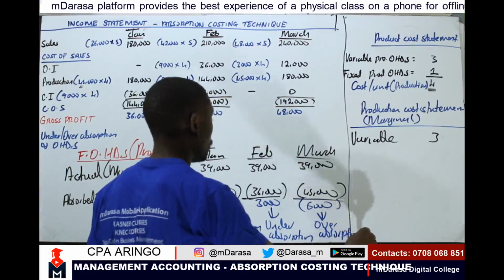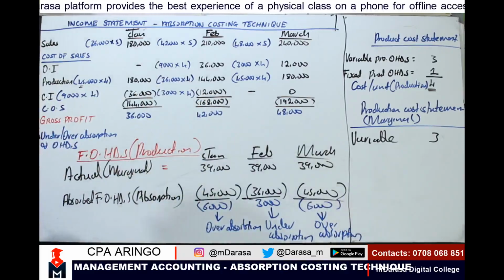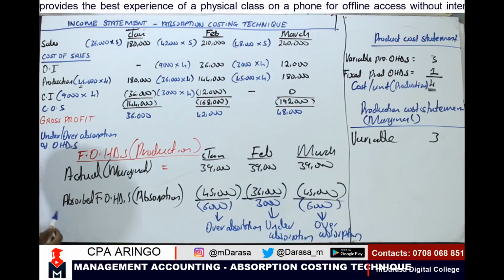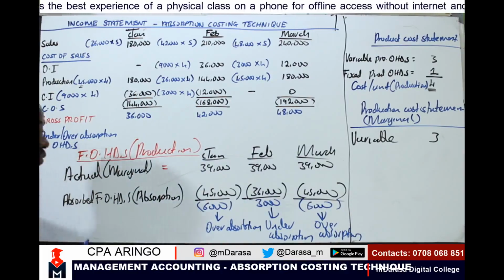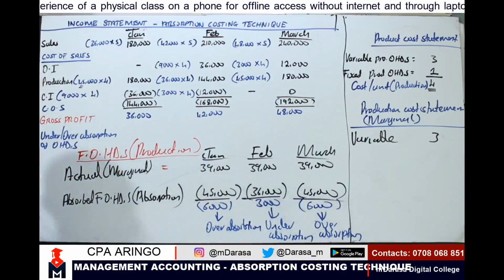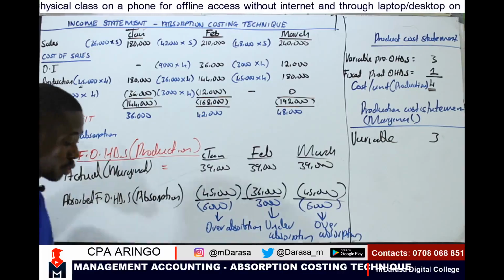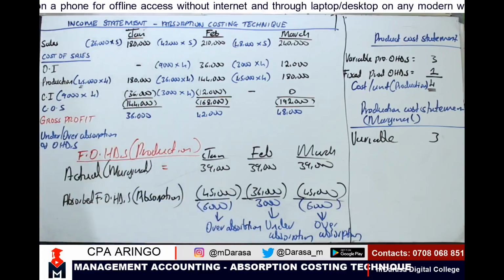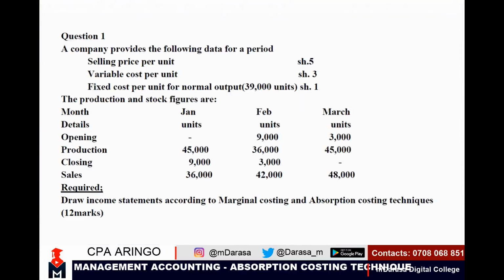Over absorption of overheads. At any given point, under absorption we will always deduct, and whenever we have over absorption, we are going to add. Under we deduct, and over we add. So look at this question of hours here. This was our question.